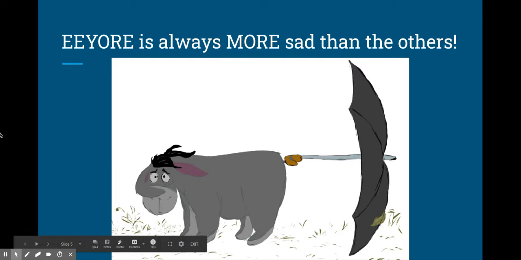In Latin, the thing I want you to remember about comparative degree adjectives is that Eeyore, from Disney's classic Winnie the Pooh, Eeyore is always more sad than any of the other characters. In any situation, Eeyore is more sad. This is going to help you when you look at comparative degree adjective forms.